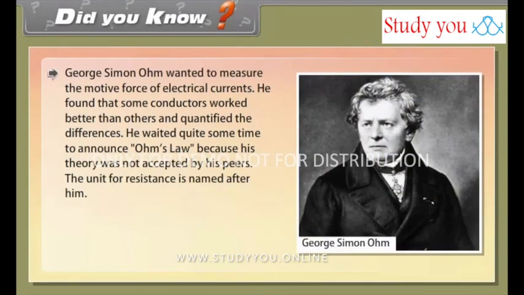Did you know? George Simon Ohm wanted to measure the motive force of electrical currents. He found that some conductors worked better than others and quantified the differences. He waited quite some time to announce Ohm's law because his theory was not accepted by his peers. The unit for resistance is named after him.